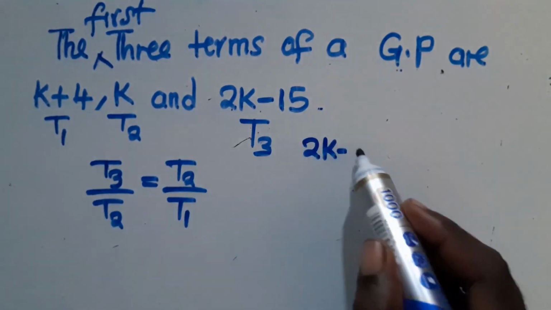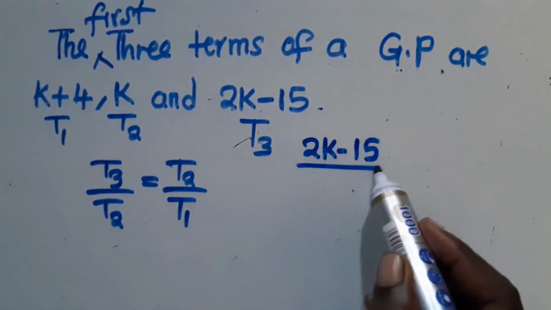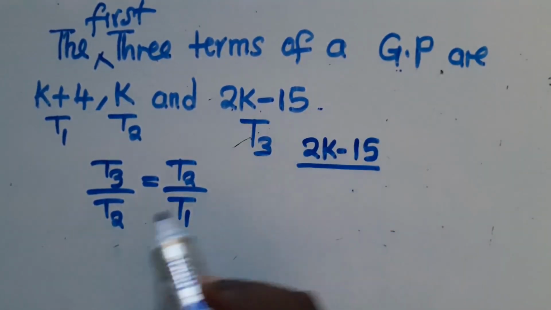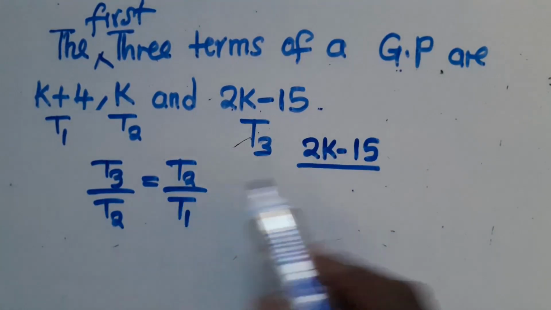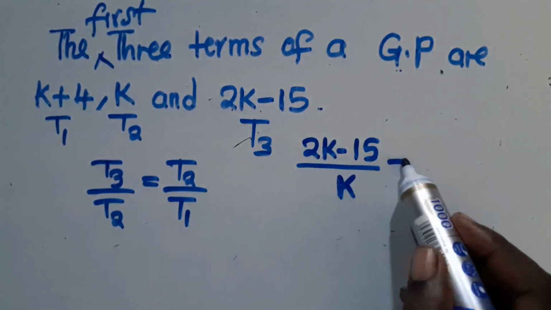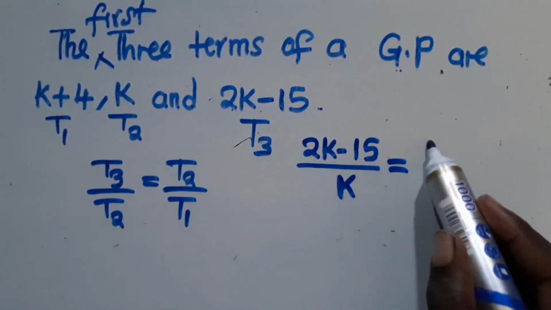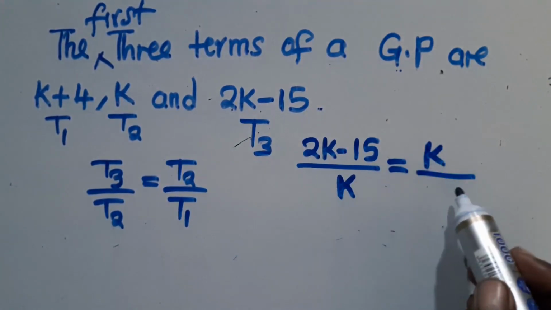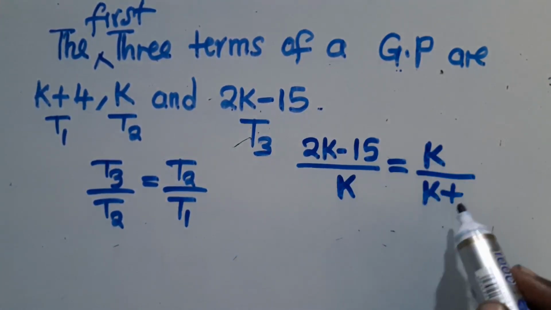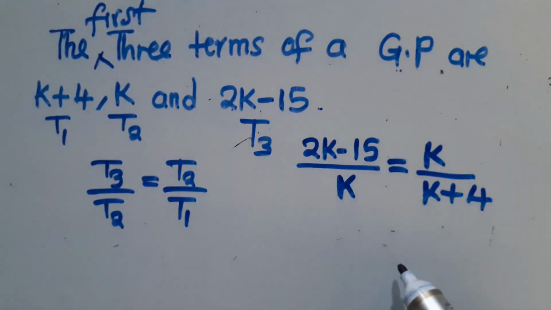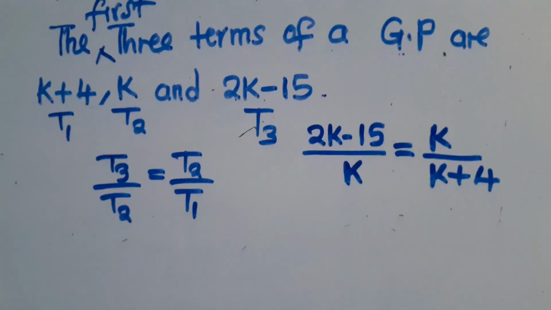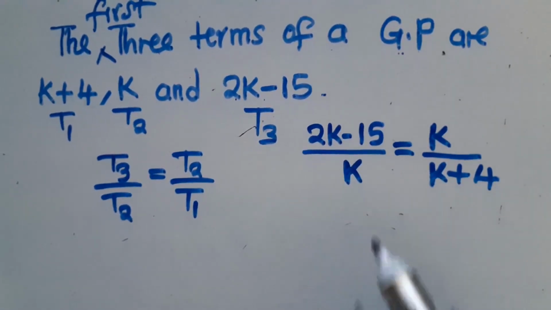2K minus 15. You say over. What is your T2? T2 is K, which is equal to, what is T2K over, what is T1? K plus 4. Then you cross multiply. So how do we cross multiply?